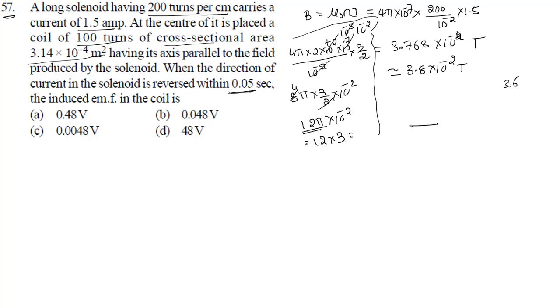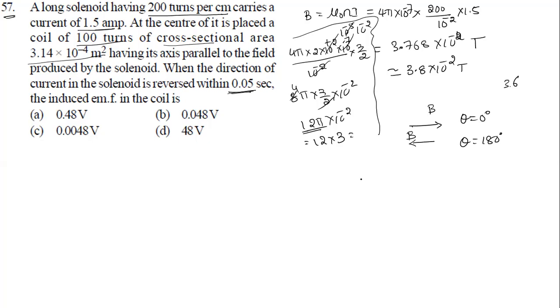Initially in the solenoid, the magnetic field is like this. So if you reverse the current, the magnetic field becomes like this. So in the first case theta is equal to 0 degree. In the second case theta becomes how much? Equal to 180 degree. So these two things you need to remember.